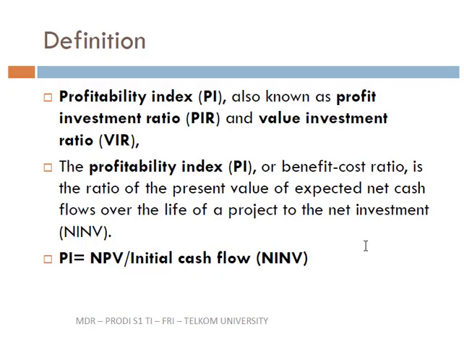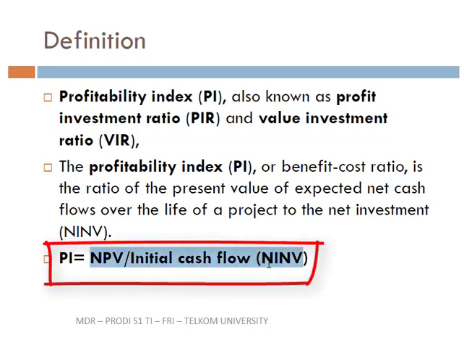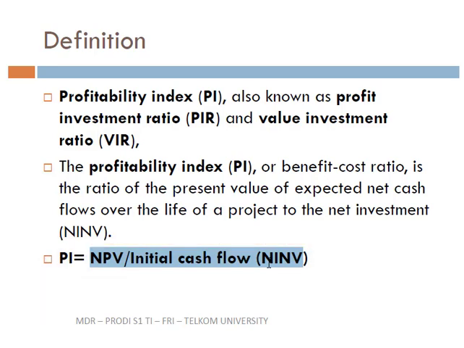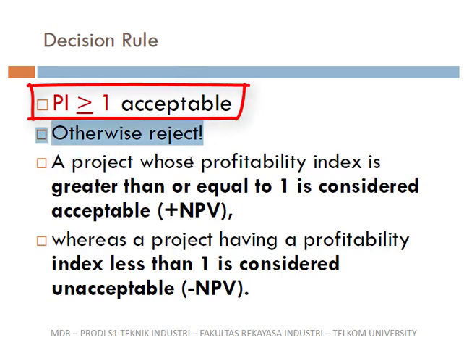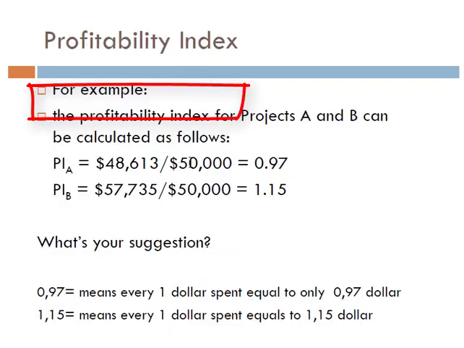The definition of PI, the profitability index, is a ratio between the NPV and the initial cash flow. We have a different purpose here because we're going to find what every $1 spent in investment equals to. So basically the selection criteria should be greater than 1. It means the investment is acceptable, otherwise we should reject it. Okay, so this is the decision rule.